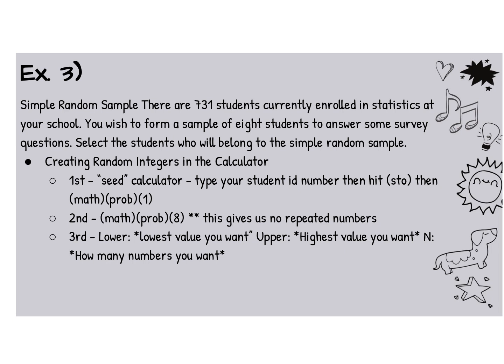Okay, and then you get out of that and you want to clear your calculator, and then MATH PRB 8. Your lower is the lowest value you want, your upper is the highest value that you want, and n is your sample size, the number that you want. So in this case, our lower would be 1, our upper would be 731, and we want 8. And then our calculator would give us 8 random numbers.